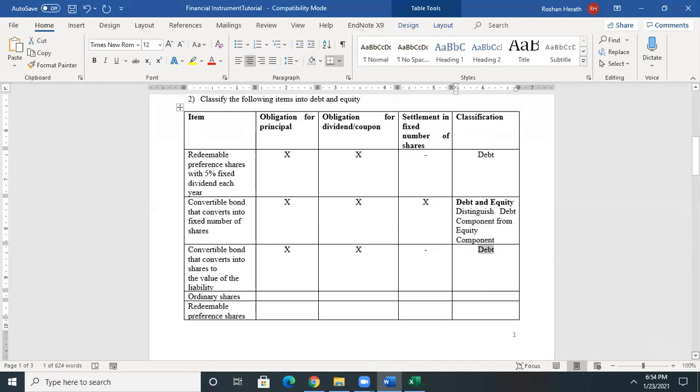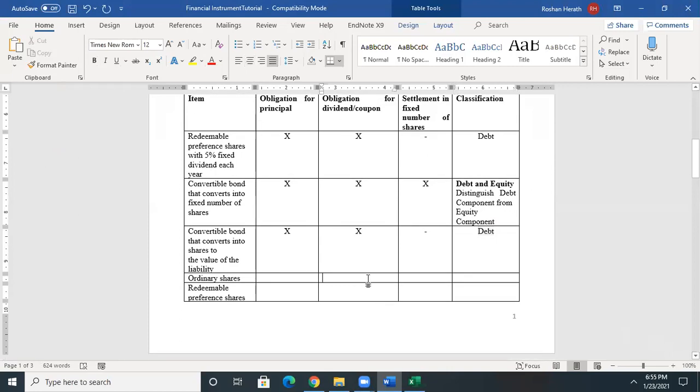Okay. Then you have the ordinary shares. So what about the ordinary shares? Is there clearly an obligation? No, it's not there. Obligation for dividend? No. Settling a fixed number of shares? No, there is nothing as such. All the three aspects are not there. So the ordinary shares simply represent the residual interest in assets. Hence, that is quite obvious. It's equity. So here you can see there is no obligation. That is the most important thing. When it comes to ordinary shares, there is no contractual obligation, simply the residual interest.